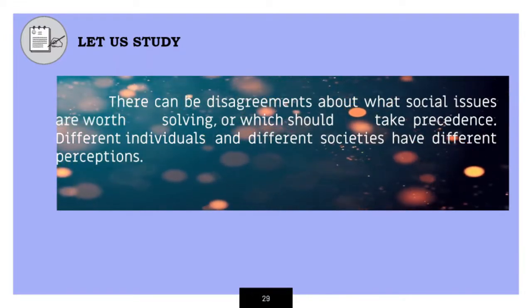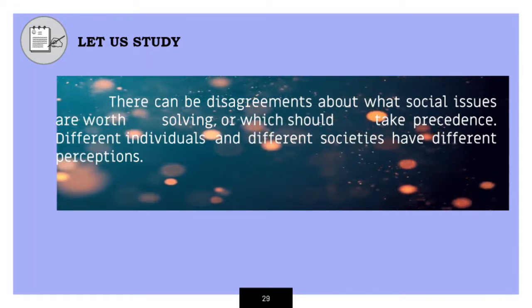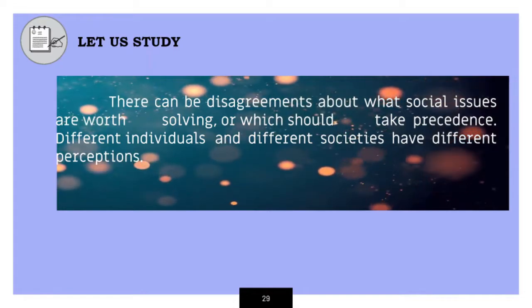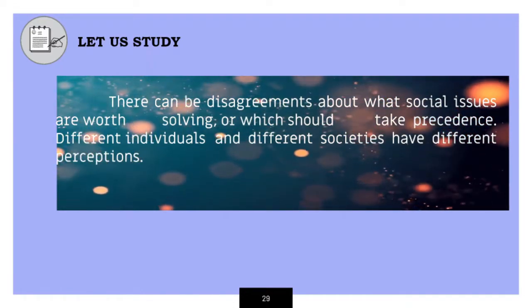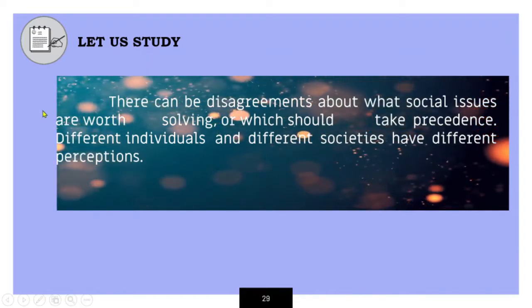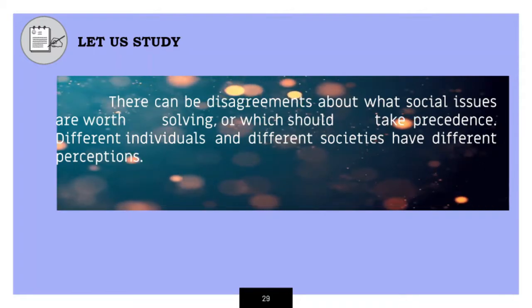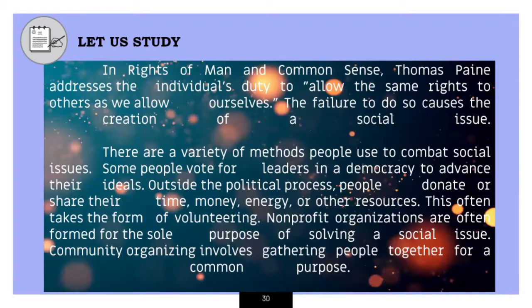So these issues are affecting our economy, our society, and of course, the people who are committing immoral acts in the society and in the community. These are all interconnected and should be solved according to what should be done first or what should be accomplished first.